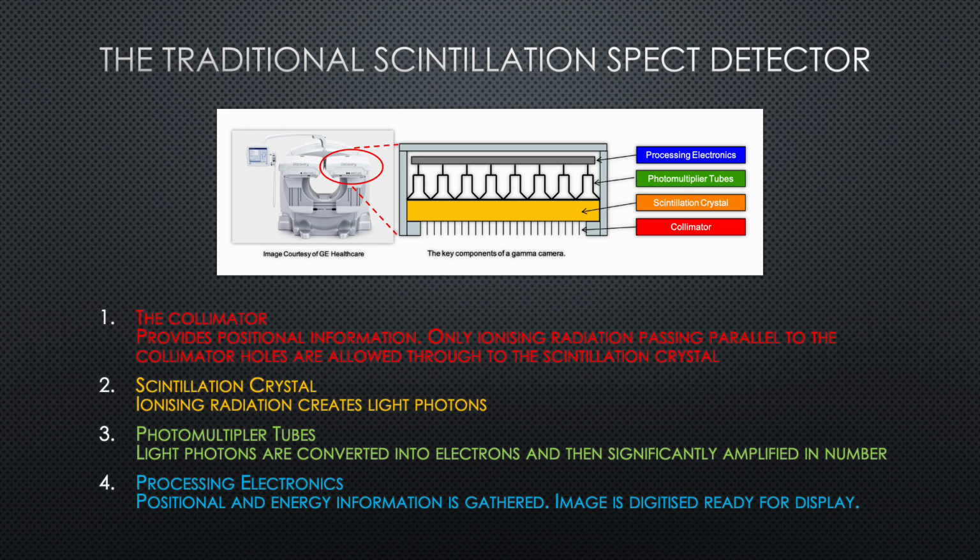Then we have the scintillation crystal, which takes these ionizing radiation photons and creates light photons. The next stage is the photomultiplier tube array, where light photons are converted into electrons and then significantly amplified in their number. And the final element are the processing electronics, where positional and energy information is gathered and the image is digitized, ready for display.